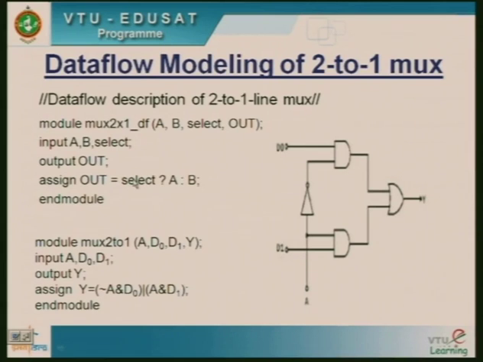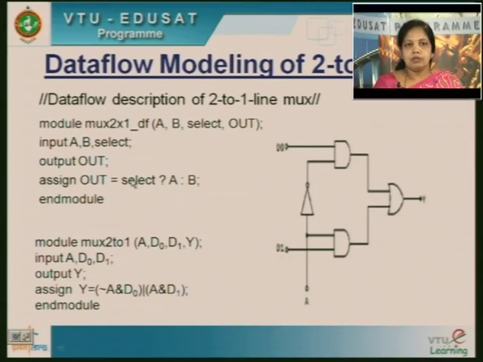Assign this output variable with respect to the selection line. If my selection line is 0, then select A, else select B. So this question mark indicates if the first condition is true, then select this first variable, else select the second variable. So I am going to assign this output by using the statements here. Similarly, this 2:1 mux in data flow description, I can write in the other way also.